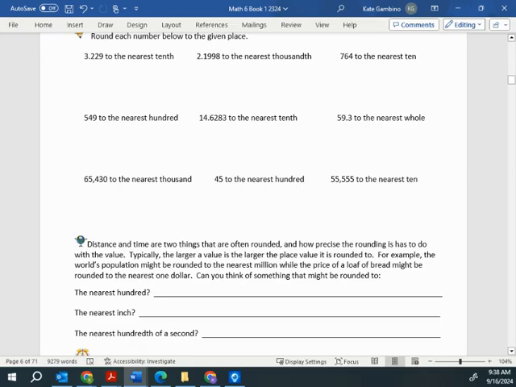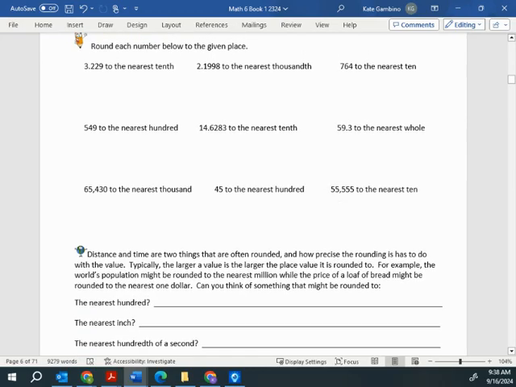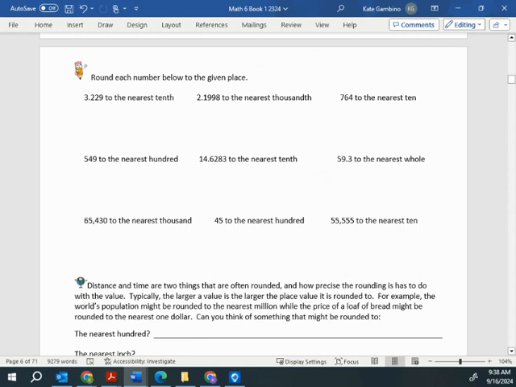Again, round each number to the given place. If you need to, write your places up at the top of this page so you don't have to flip back and forth: thousands, hundreds, tens, ones, tenths, hundredths, thousandths. So what we wrote on the first page, you can write again up at the top of this page to help you out. Again, underline the place value, and then look at the number that comes after it.